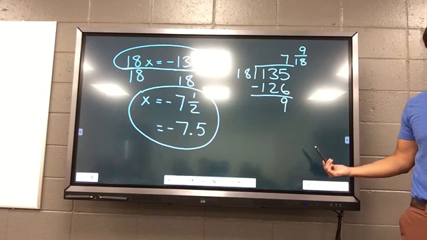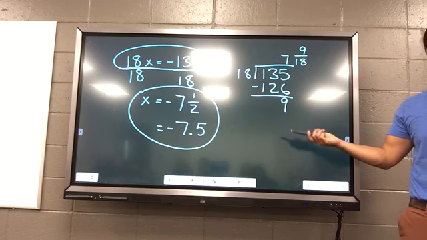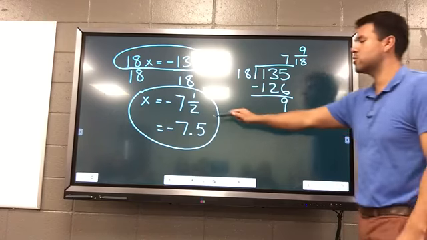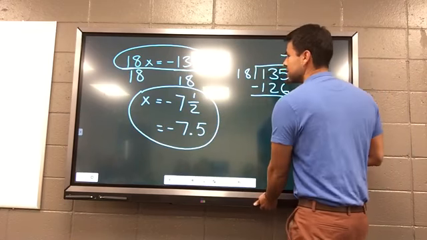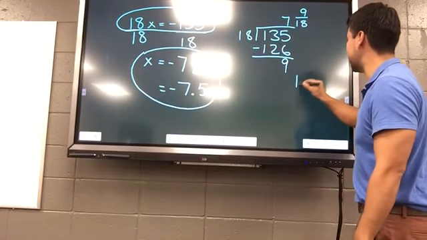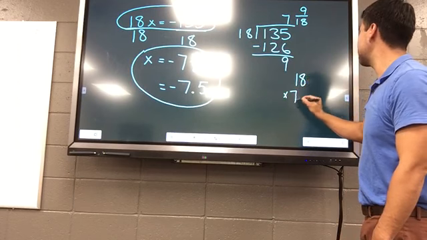Does it work? Is that really it? I don't know, so we check it. Which one would you check? Which number do you want to check? Your choice. All right, you'll do the decimal version. So let's see, 18 times 7.5.